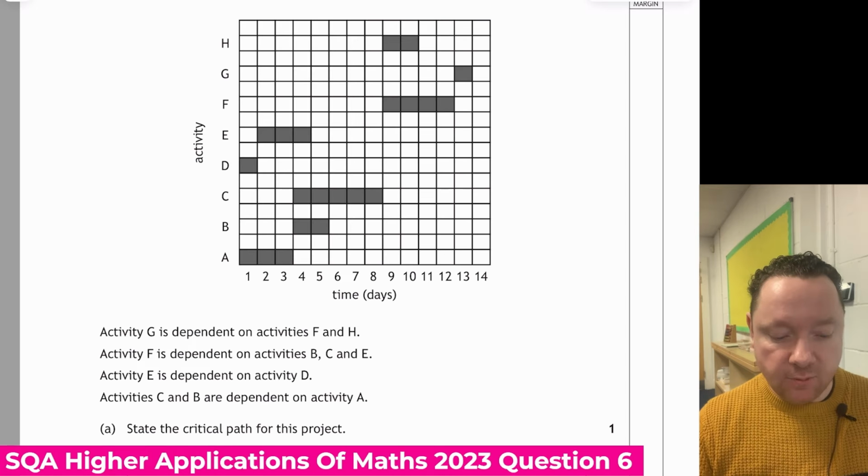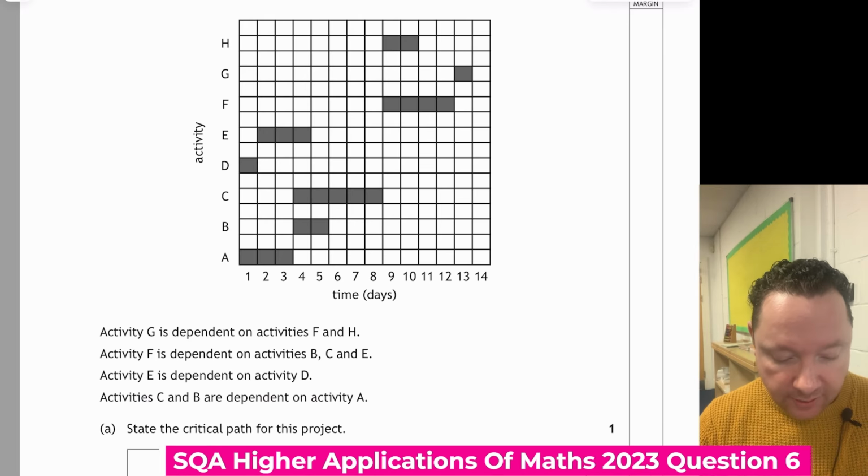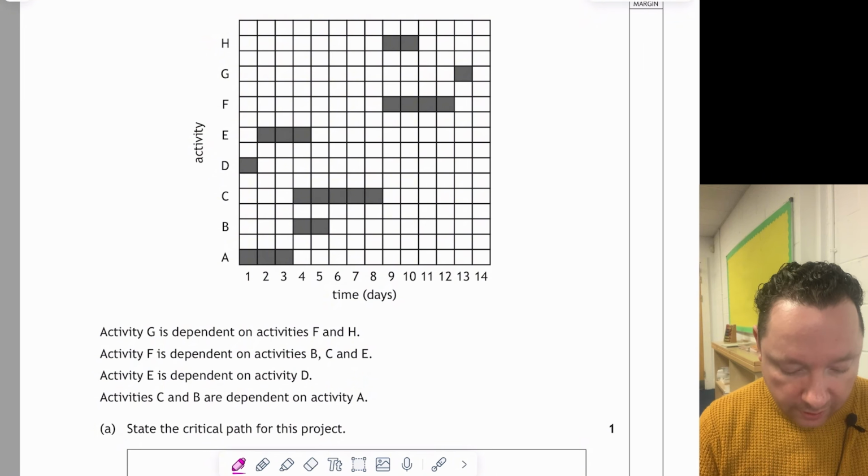Let's go to Higher Applications of Maths 2023 question 6. The Gantt chart below shows the activities used to complete a project. A is dependent on F and H. F is dependent on B, C, and E. E is dependent on D, and activities C and B are dependent on A.